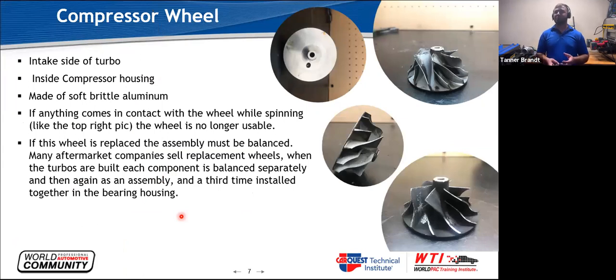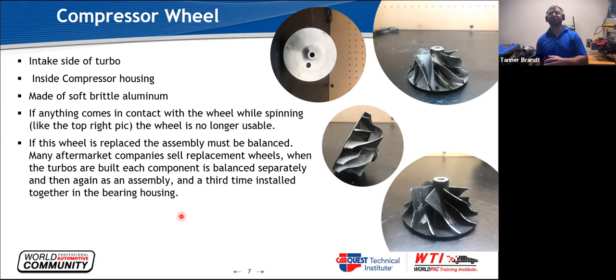Next up is the compressor wheel, or the intake side of the turbo. Again, the intake side is cold, so the compressor housing is aluminum, and the compressor wheel is aluminum. It's very, very, very brittle. So if anything hits it, it's pretty much junk. You can try to bend the fins back, but it's so brittle that typically the tips of the fins, if they get touched by anything, break when you try to bend them back.